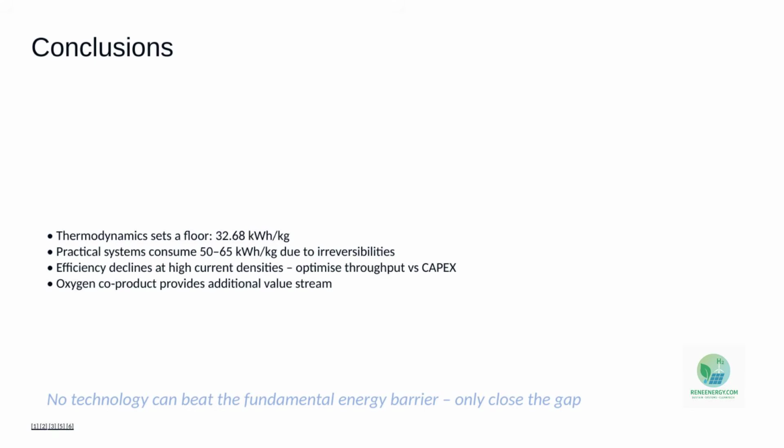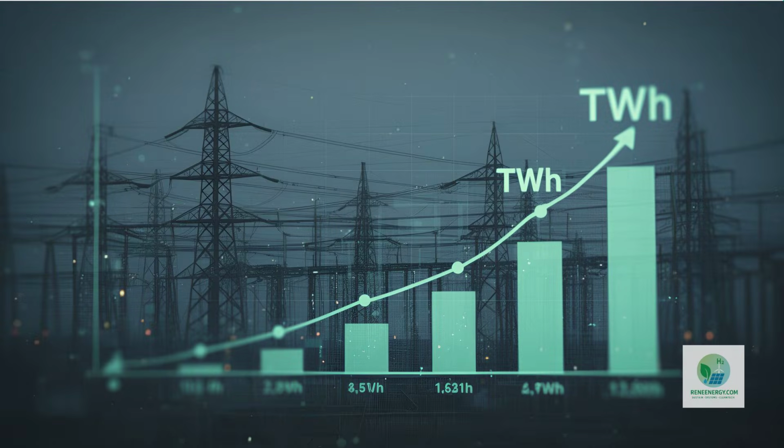Thirdly, a fundamental trade-off exists between efficiency and current density. Higher current densities, while increasing throughput and potentially reducing capital expenditure, lead to decreased energy efficiency. This necessitates careful optimization to balance operational and capital costs. Finally, the co-production of oxygen, at a ratio of 8 kilograms per kilogram of hydrogen, offers a valuable potential revenue stream that should be considered in economic assessments. Ultimately, no technology can circumvent the fundamental energy barrier imposed by thermodynamics. Our engineering efforts are focused on closing the gap between theoretical ideals and practical realities.